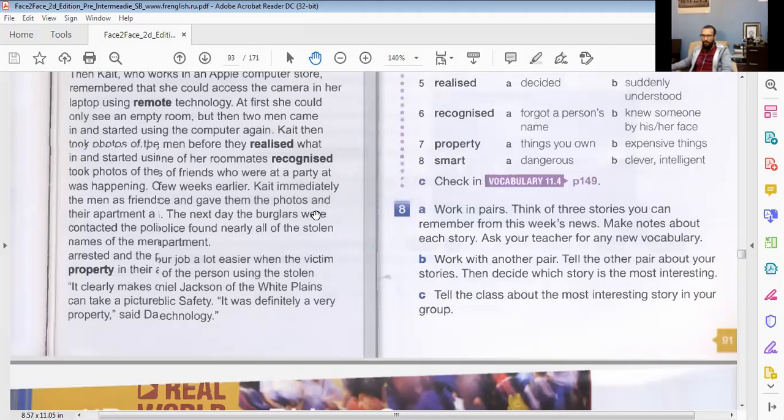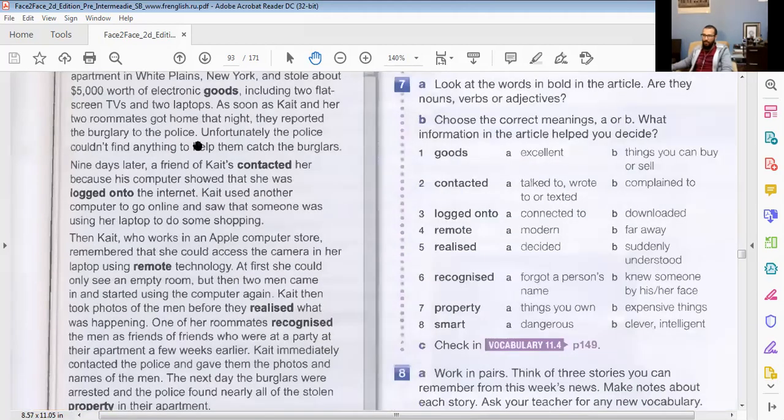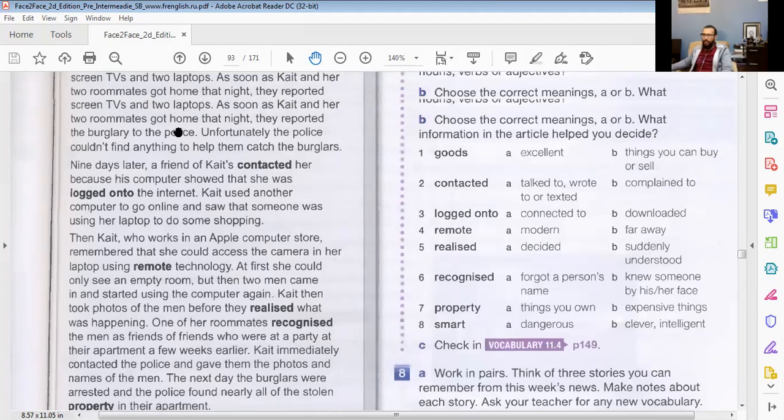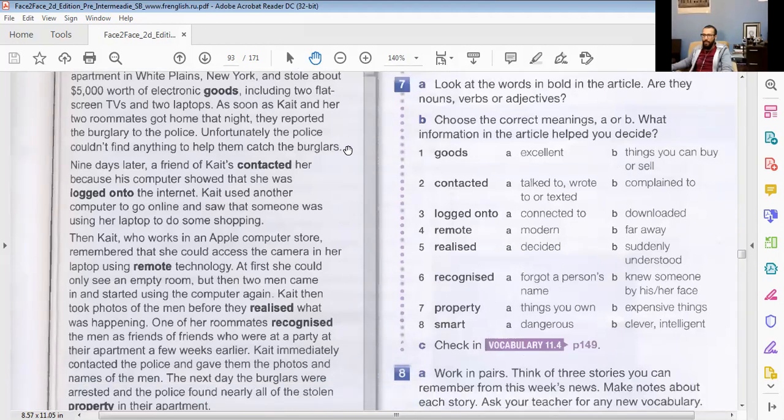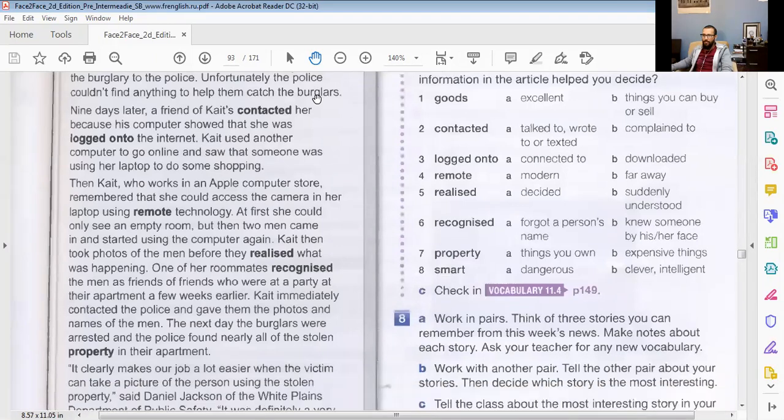So this helps. If you know what kind of word it is, this is one way that helps. Now, in part B, we want to guess the meaning, and you have two choices to choose from. So the word goods, electronic goods. Does it mean excellent, or does it mean things you can buy or sell? Things you can buy or sell. That's actually correct. Then what about contacted? Is it A or is it B?